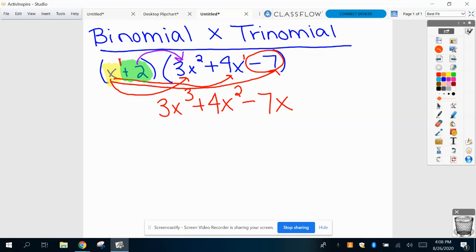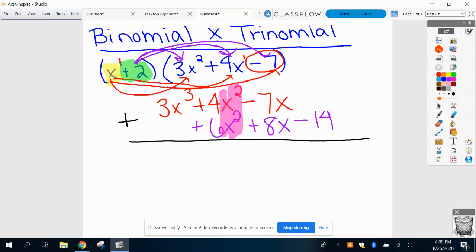We could write that 6x squared anywhere, but if we write it underneath the 4x squared, then we've made it so that we have like terms, right? These are both x squareds, and they're stacked on top of each other. Then we'll go to our next piece. 2 times 4x is going to give us an 8x. Again, we could write it anywhere, but writing it underneath the 7x gives us like terms lined up. And then a 2 times a negative 7 is a negative 14.